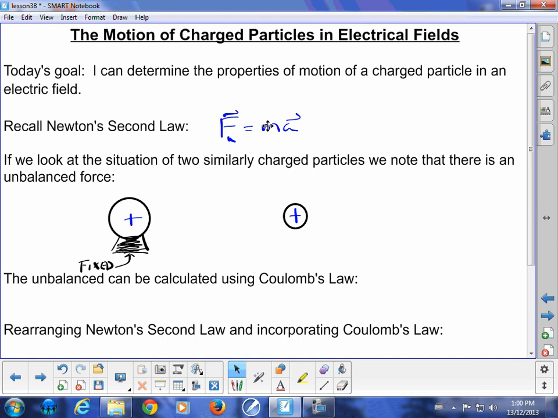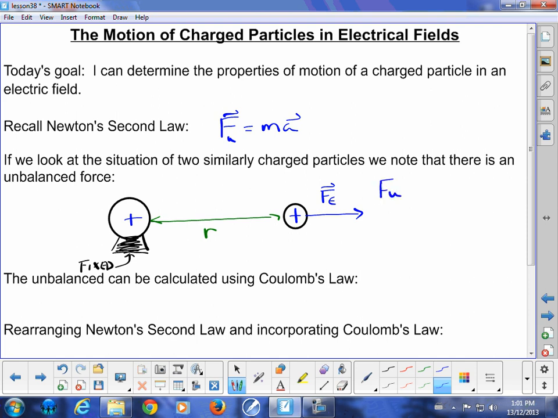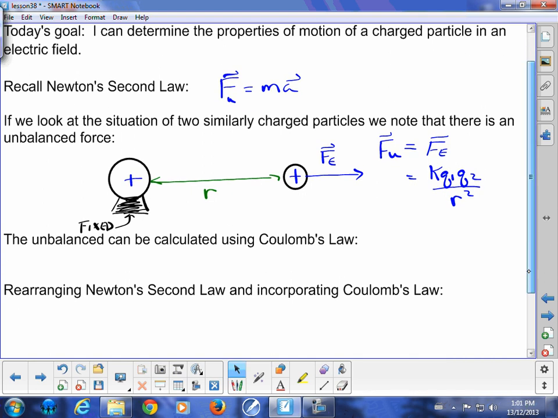What information can we get from that? Well, we have a distance r, and since the one that's fixed is going to be pushing this particular particle away, the one on the right, this is where that electric force is going to be felt or applied. So the net force in this situation, the unbalanced force, Fu, comes from the electric force because the particle is in a frictionless environment, which means that it is kQ1Q2 over r squared. Nothing earth-shattering at this point.